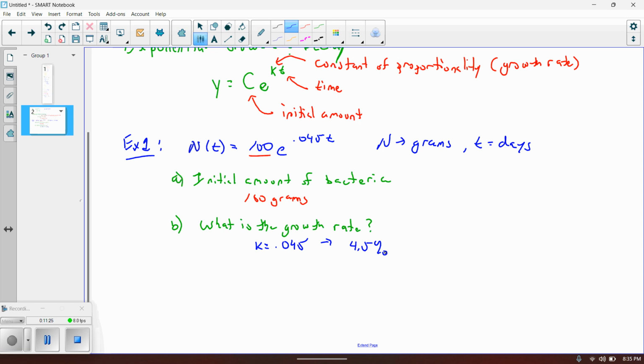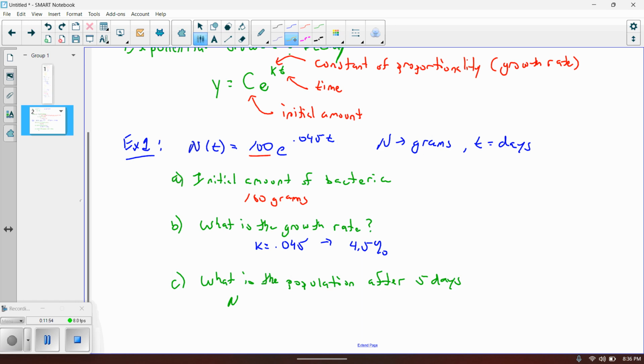All right, part C. This is where we're going to end up having to do some calculator work. What is the population after 5 days? Well, if we want to know what the population after 5 days is, we are looking for n of 5.